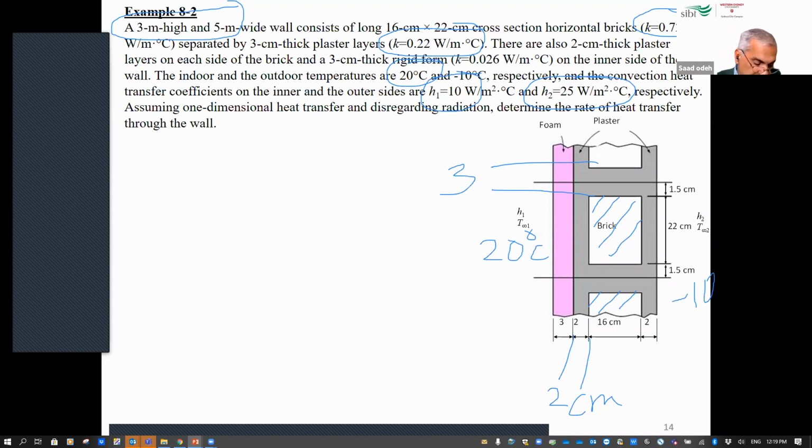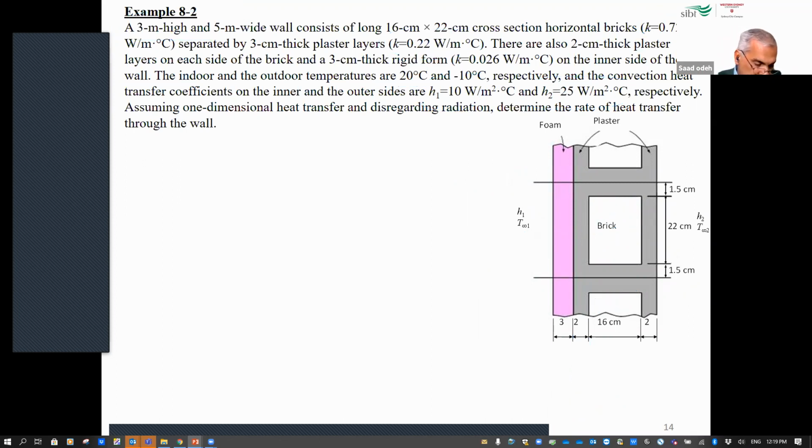So let me clear the comments now. As you can see, heat transfer is coming from inside to outside, because the inside temperature is higher than the outside temperature. So the total Q will be affected by many layers.